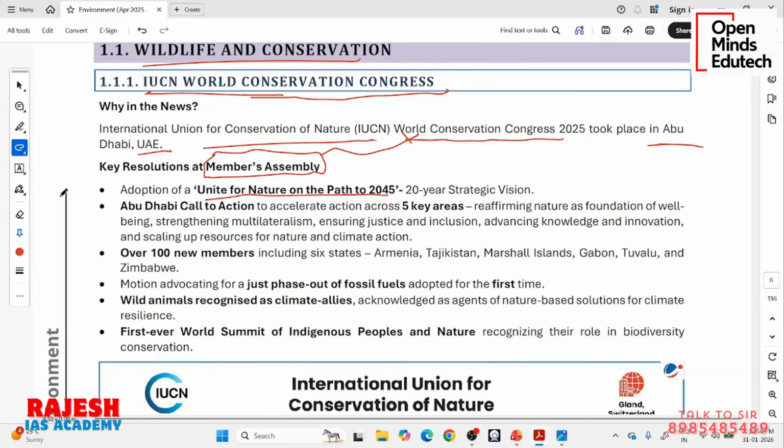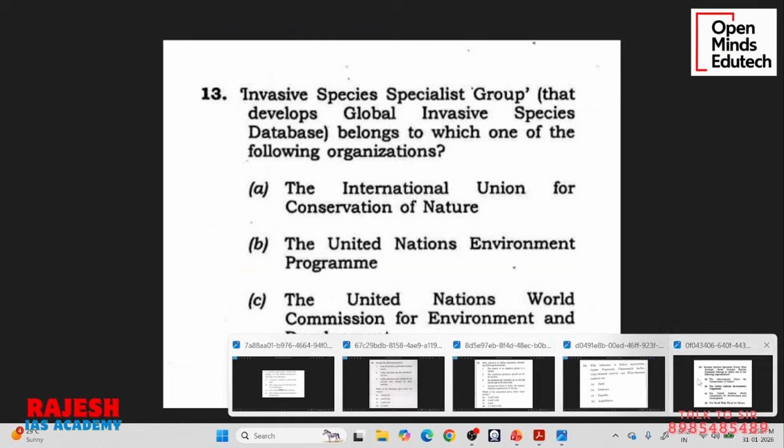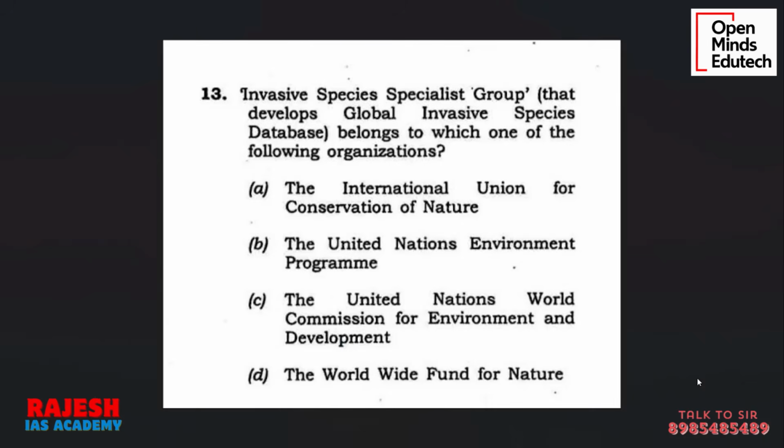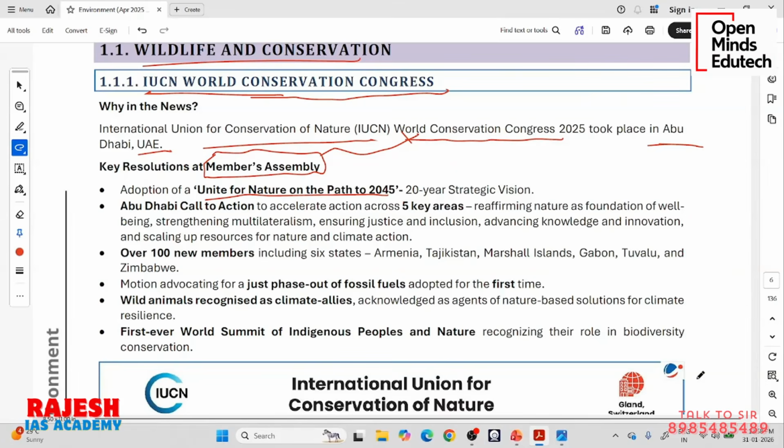In the exam, this can come like this: Unite for Nature on the Path to 2045. This is related to which organization? They can ask like that. For example, the invasive species specialist group belongs to which one of the following organizations? IUCN is mentioned in the options. Questions will come like this. So Unite for Nature on the Path to 2045 is of IUCN. It is a 20-year strategic vision from 2025 to 2045.